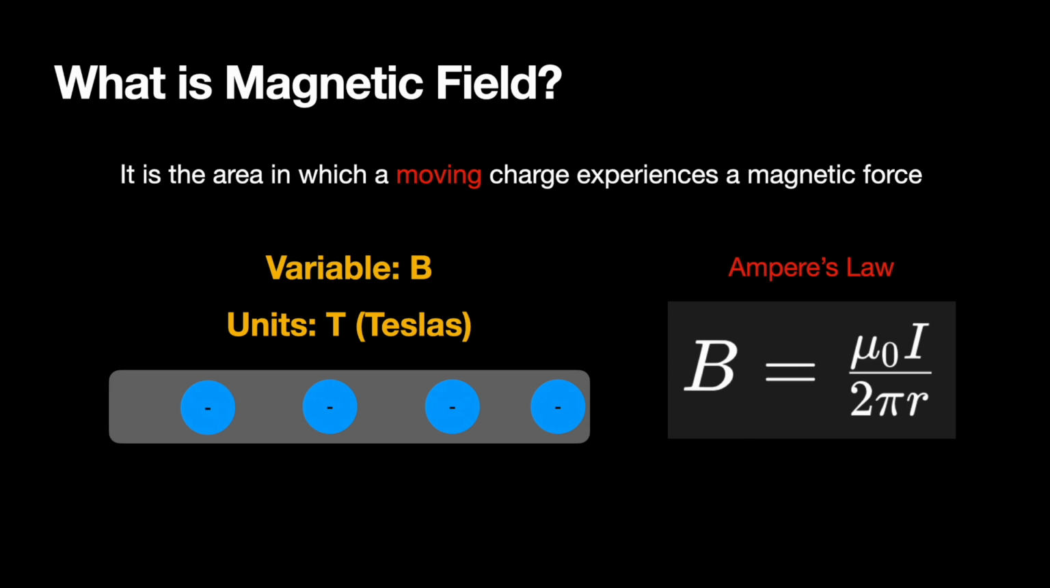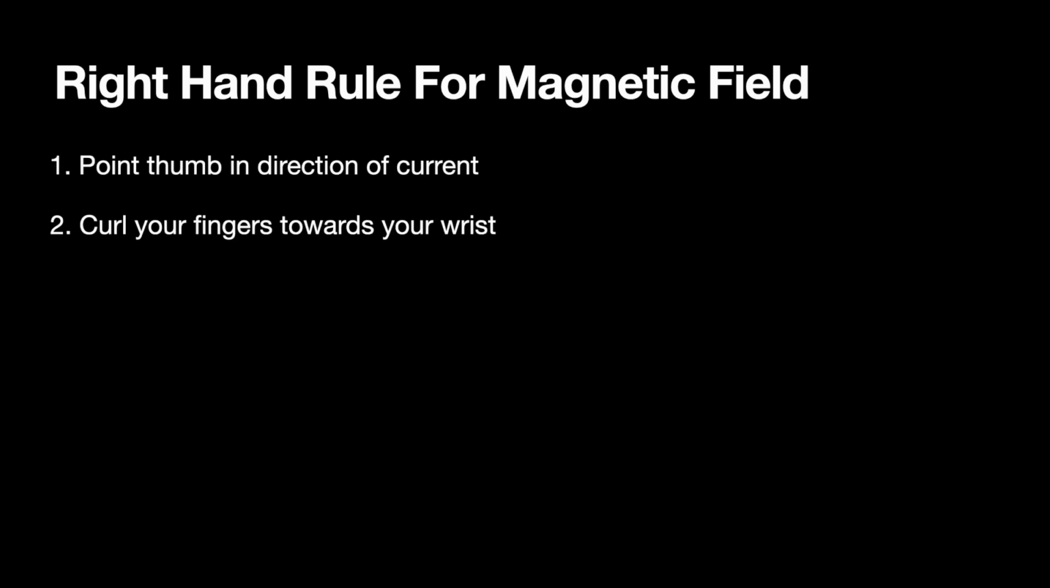And the most important equation you need to know is Ampere's law, or B is equal to mu naught I over 2 pi r. The right-hand rule for a magnetic field helps you find the direction of it, and you first point your thumb in the direction of your current, and then curl your fingers towards the wrist, which is the direction of your magnetic field.